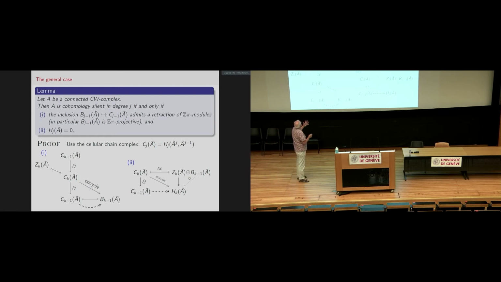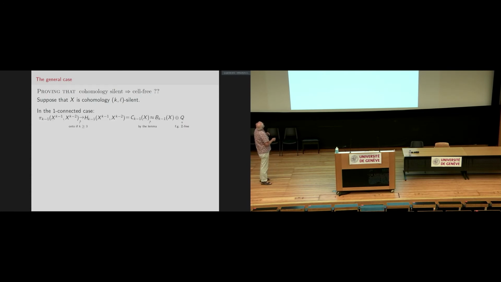Now, as we have this lemma, we can try to prove the same theorem: cohomology silent implies cell-free. So remember, we take X, a CW complex. And in the simply connected case, we had this line, and that was free. So what happens now?